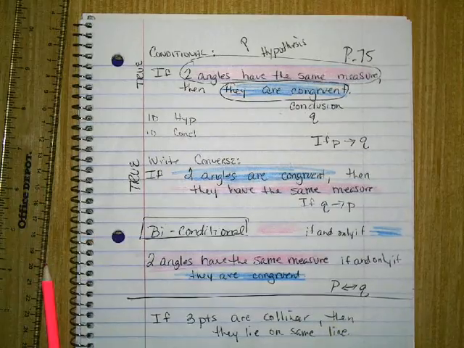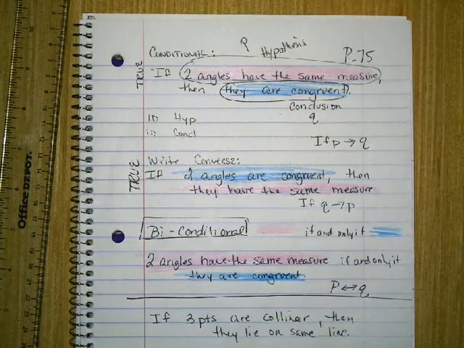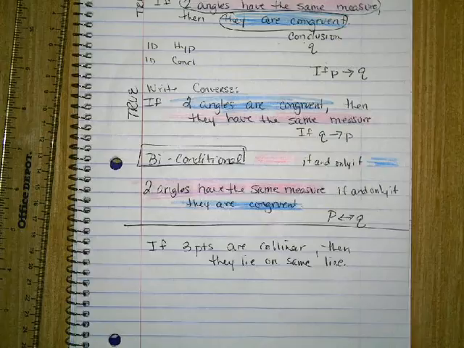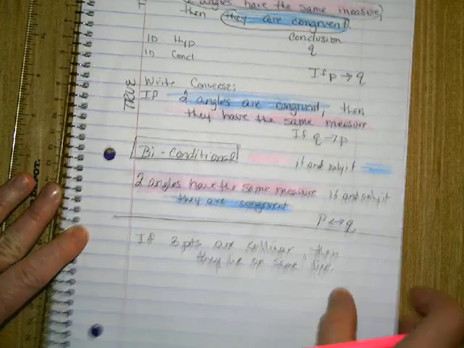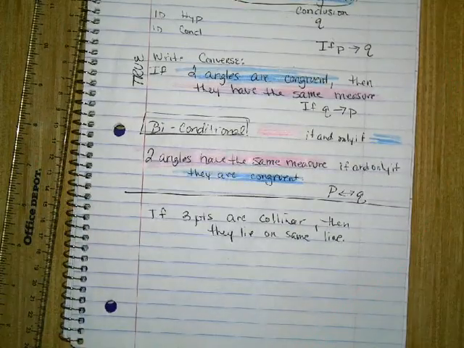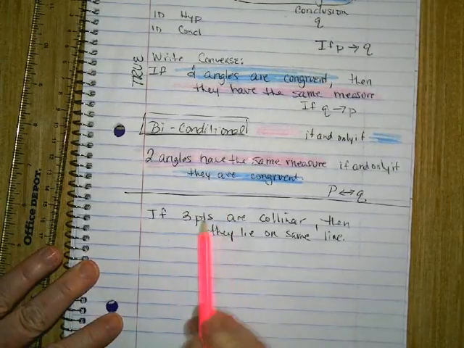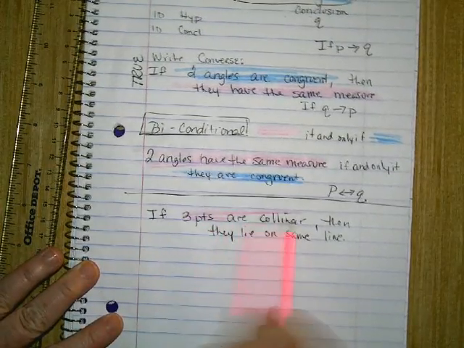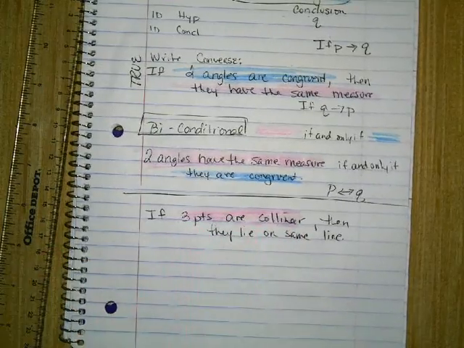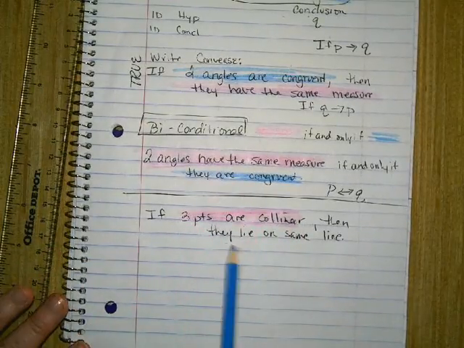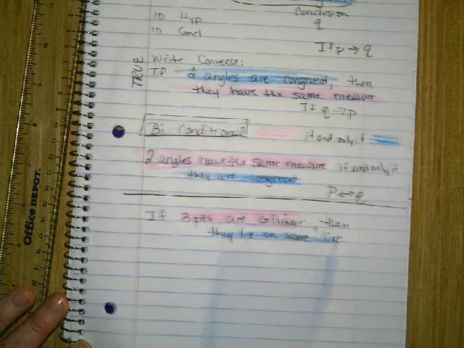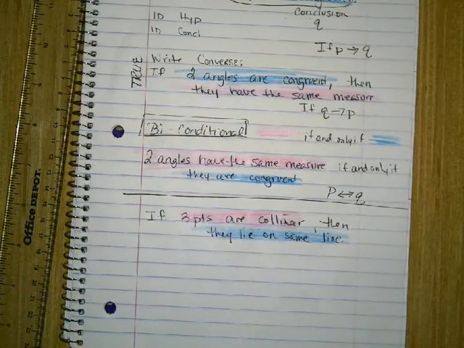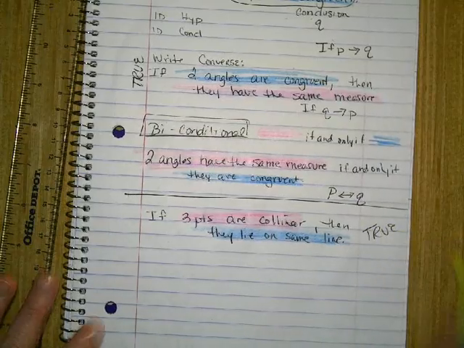This is the conditional. I want you to identify the hypothesis. What's the hypothesis? Okay. What's the conclusion? Okay. Do you believe it's true? Yes. All right, let's write the converse.